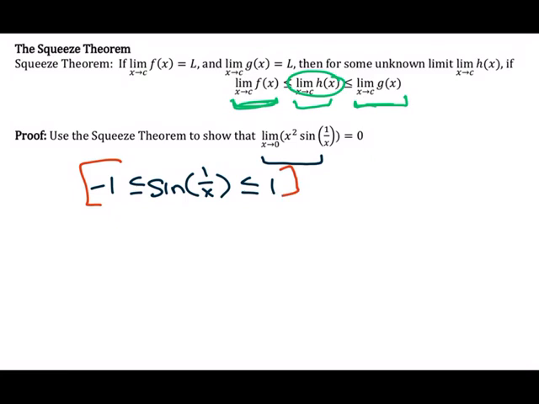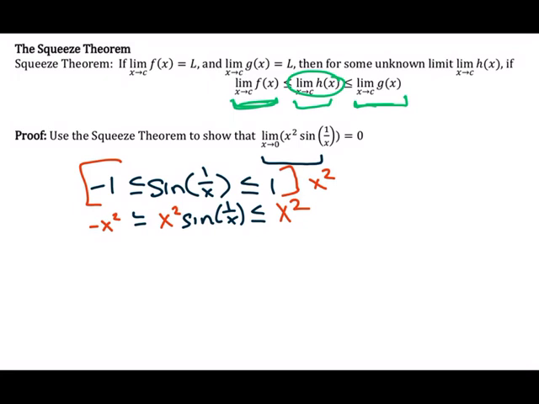I can multiply everything in this inequality by x squared. That gives me negative x squared less than or equal to x squared times sine of 1 over x, less than or equal to positive x squared. So I started by saying sine of 1 over x must be trapped between negative 1 and 1, and I multiplied all of the sides by x squared using the multiplication property of inequalities.